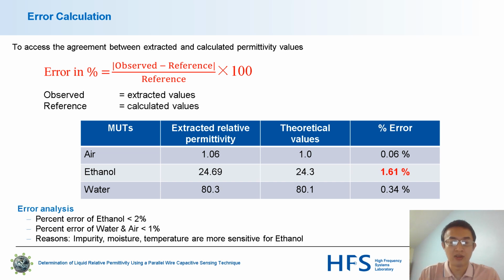The percent error of air and water is less than 1%, while the percent error of ethanol is slightly higher at about 1.6%. This is due to impurities, moisture, and ethanol's sensitivity to temperature. But overall, the accuracy is very good.